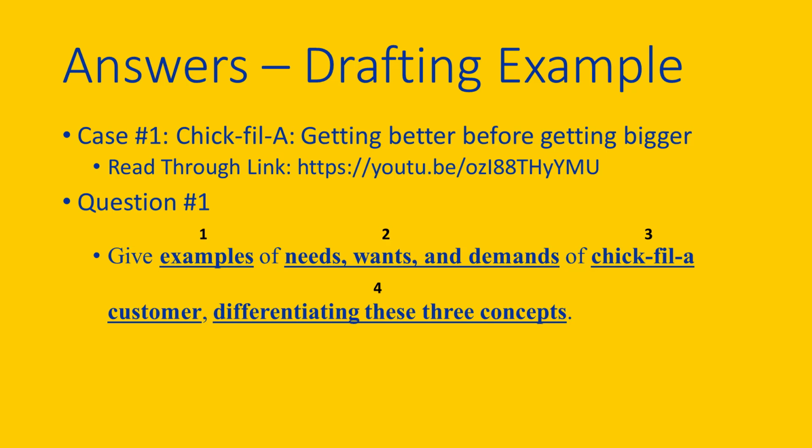When you start creating an outline for your answers, you should start with these 4 components to structure your answers. Start with defining the key constructs, needs, wants, and demands. Next, differentiate these terms. This not only answers part of the question, but it makes sure you understand these terms well enough to provide examples. Third, provide examples. And lastly, show how these examples are distinct to Chick-fil-A customers.